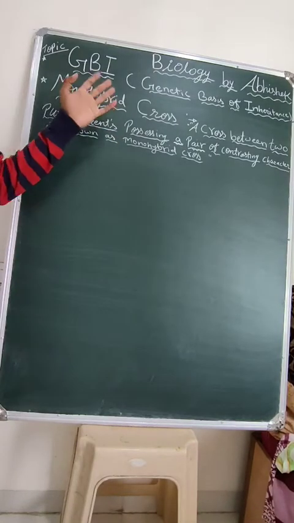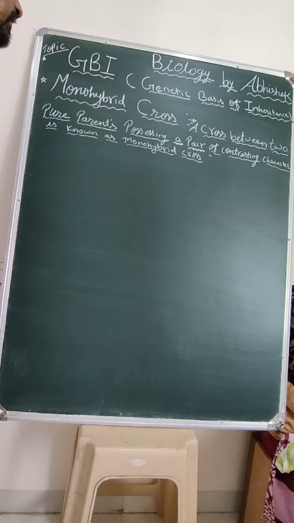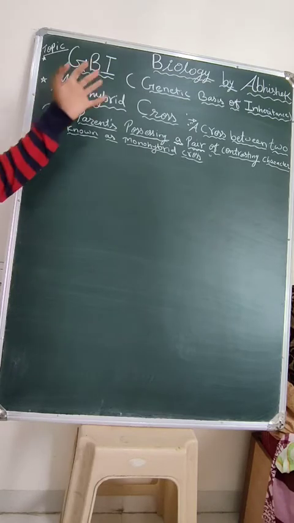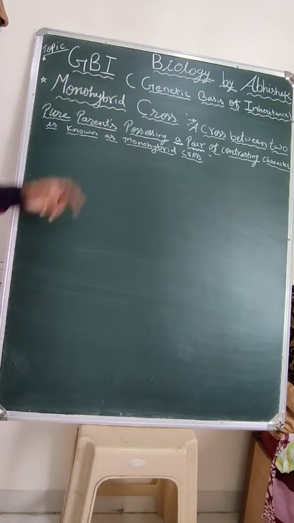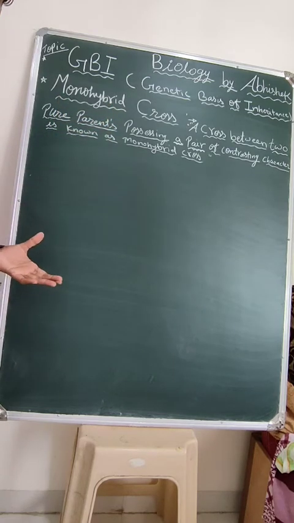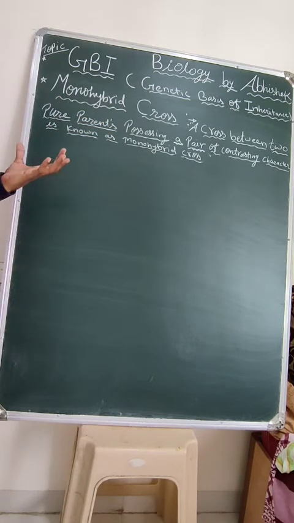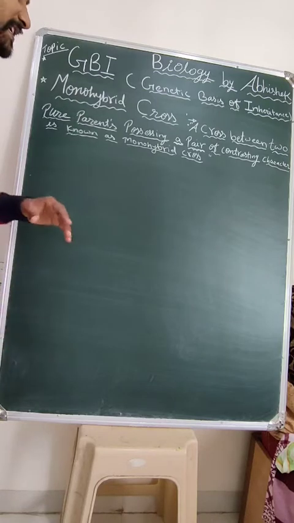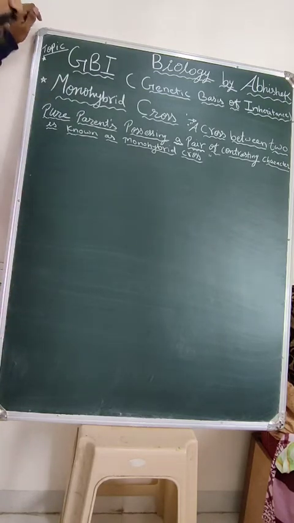Everyone. Today we will discuss the genetic basis of inheritance: monohybrid cross. Mendel performed a monohybrid cross, and through that cross, whatever result Mendel got was surprising, which we will discuss in this lecture. But before that, we will make a simple definition of monohybrid cross.